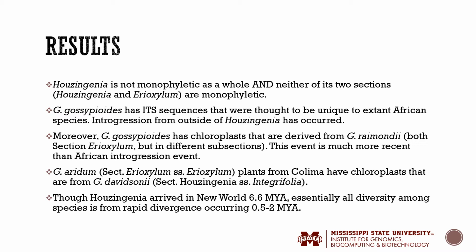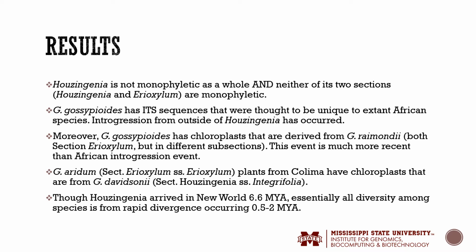Moreover, Gossypium gossypioides has chloroplasts that are derived from Gossypium raimondii. These species are both in section Austroamericana, but in different subsections. This event is much more recent than the African introgression event. Gossypium aridum plants from Colima, Mexico, have chloroplasts that are originally from Gossypium davidsonii. These species are in different Houzingenia sections.